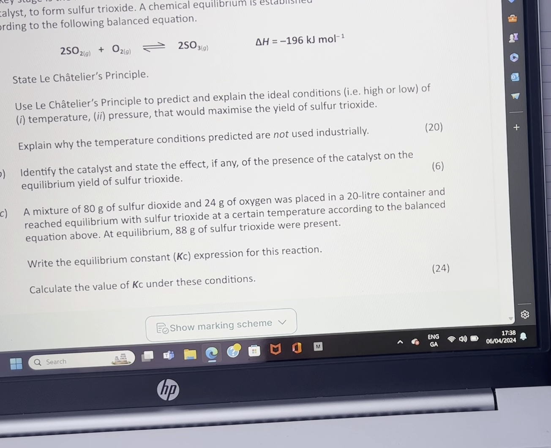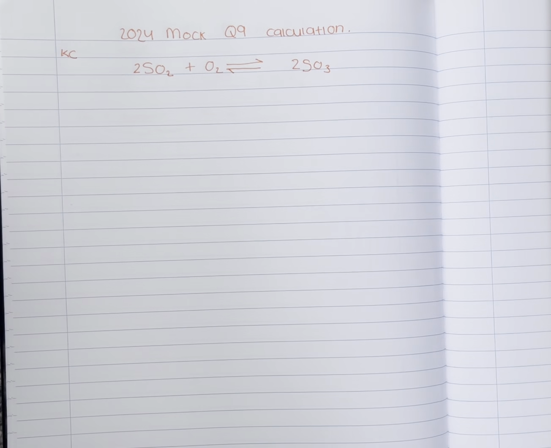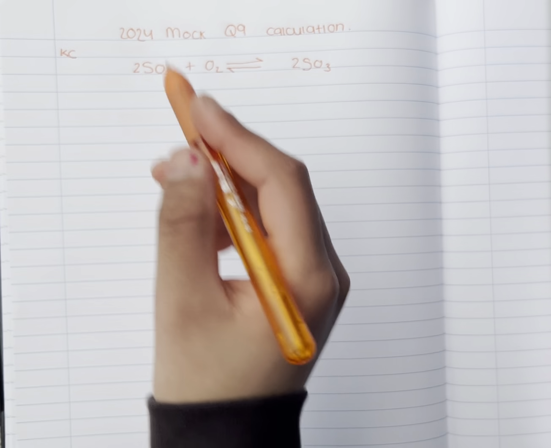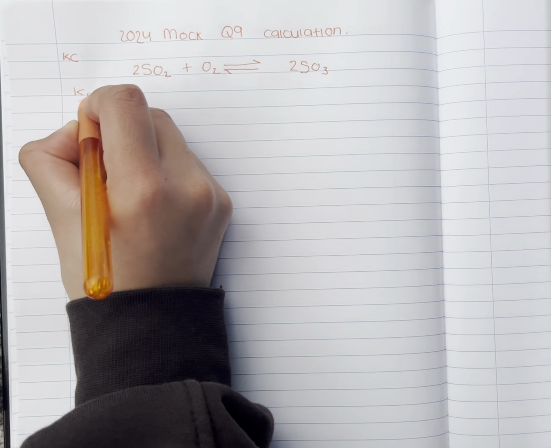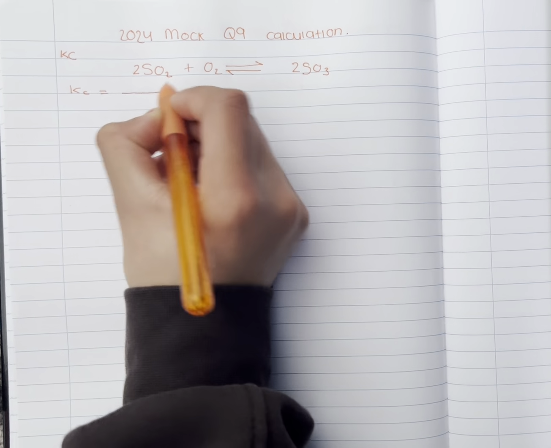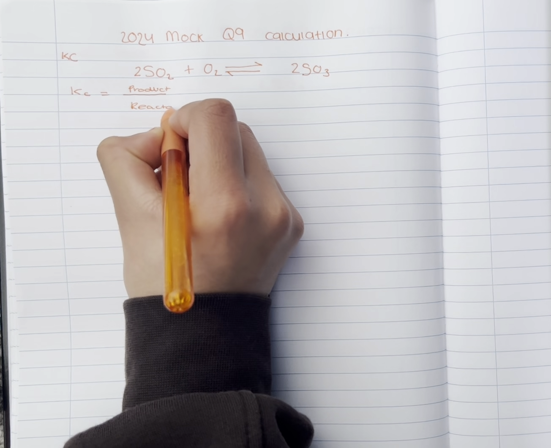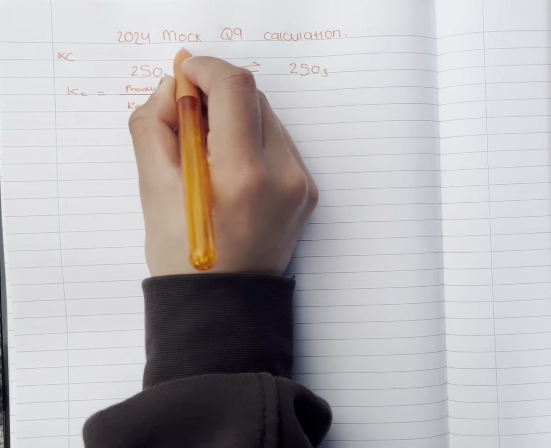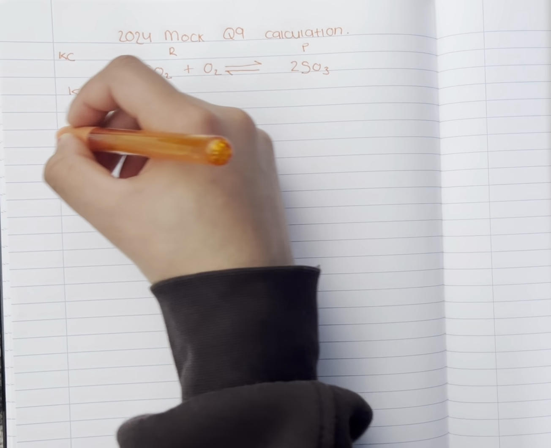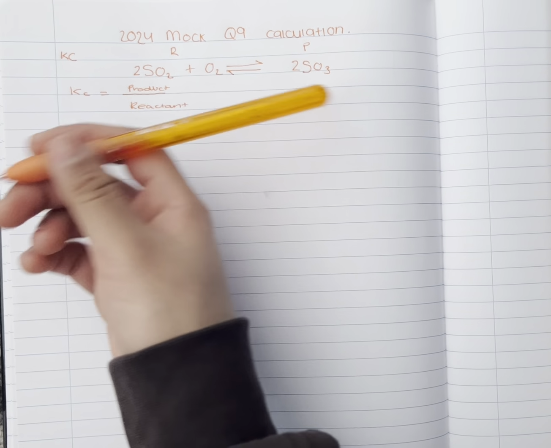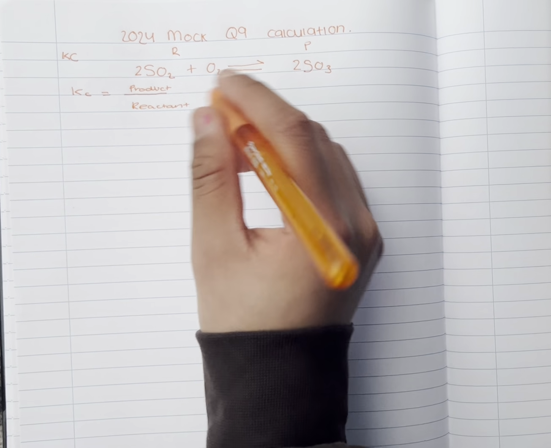So it says write down the equilibrium constant Kc expression. For that, we're not going to need any of the values like the mass or anything. We're just going to need the equation. So the Kc value is always the products on the top and the reactants on the bottom. In this case, the left-hand side is the reactants and the right-hand side is the products. So it always goes like that, because if you think about it logically, the reactants are going to go in and the products are going to come out.